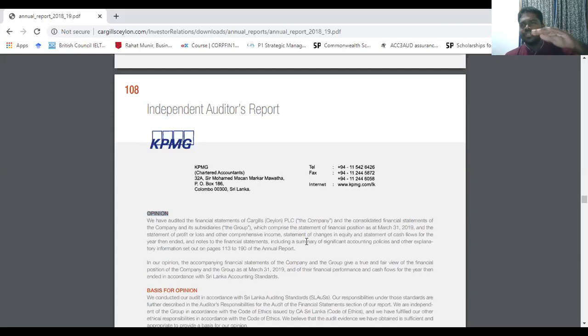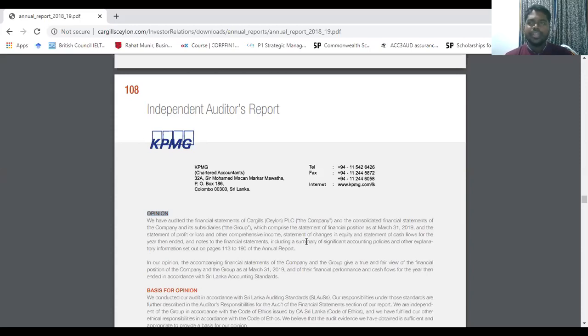Normally, audit fee expense is charged under administrative expenses when they prepare the statement of profit or loss account. The audit fee is 8 lakhs. So that is an administrative expense. I know that's what type of expense.